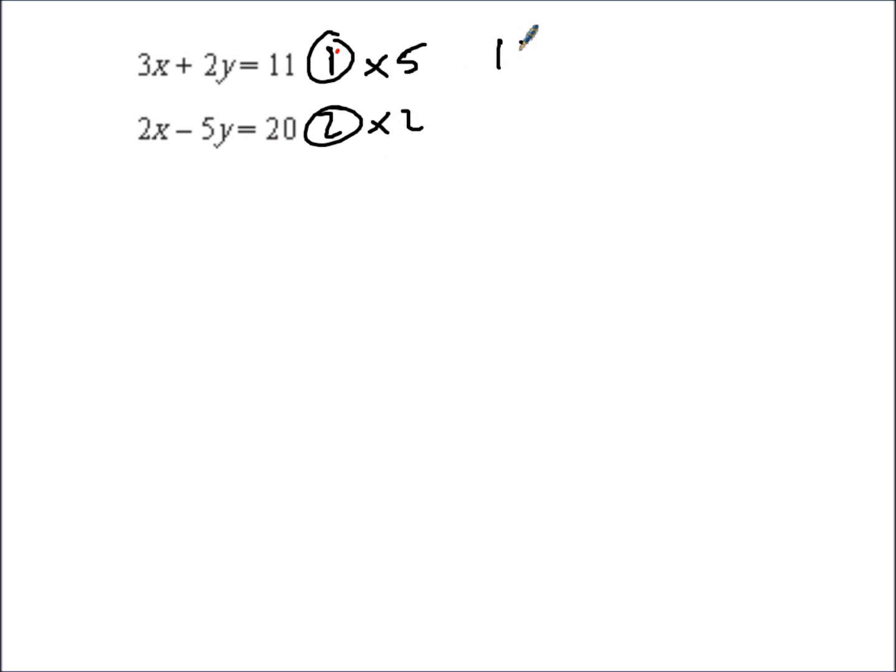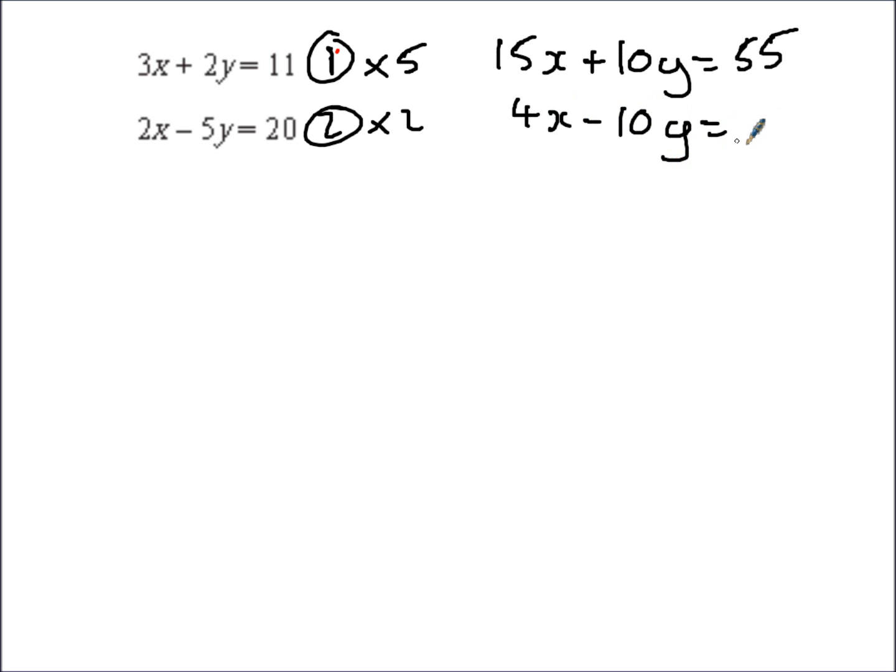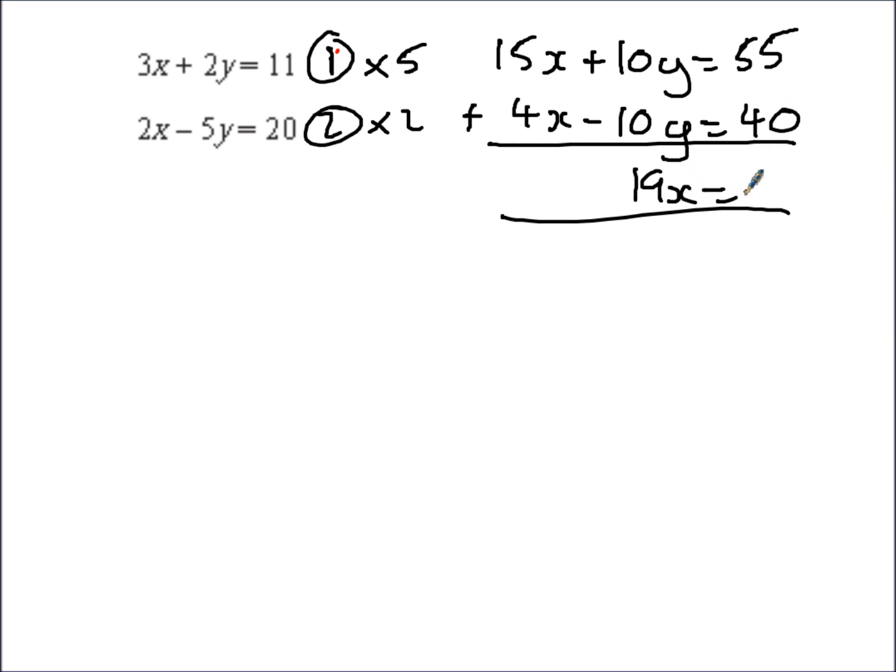Times the top one by 5 gives you 15x plus 10y equals 55. The bottom one, times it all by 2: 4x minus 10y equals 40. Then we're going to add, not take away. If I took away, these wouldn't go away. If I add them, they are going to disappear. So this plus this gives me 19x. This plus this is 95. So x will be 95 divided by 19, which gives me 5.